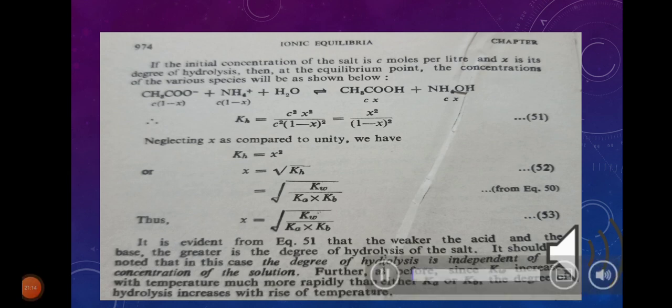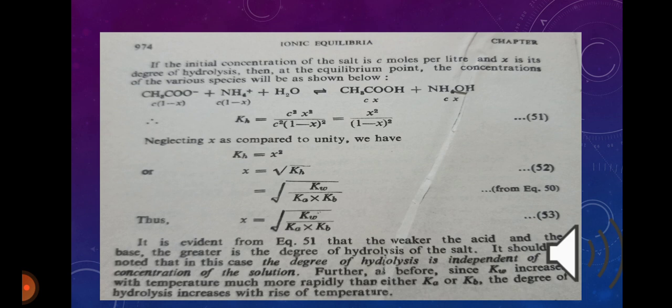Now, if the initial concentration of the salt is C moles per liter and X is its degree of hydrolysis, then at the equilibrium point the concentration of the various species will be as follows. The concentration of acetate ion is C into 1 minus X, that of NH4 plus ion is C into 1 minus X, plus H2O. Acetic acid concentration is Cx and ammonium hydroxide concentration is Cx. Now for this equation we have to write down the hydrolysis constant Kh.